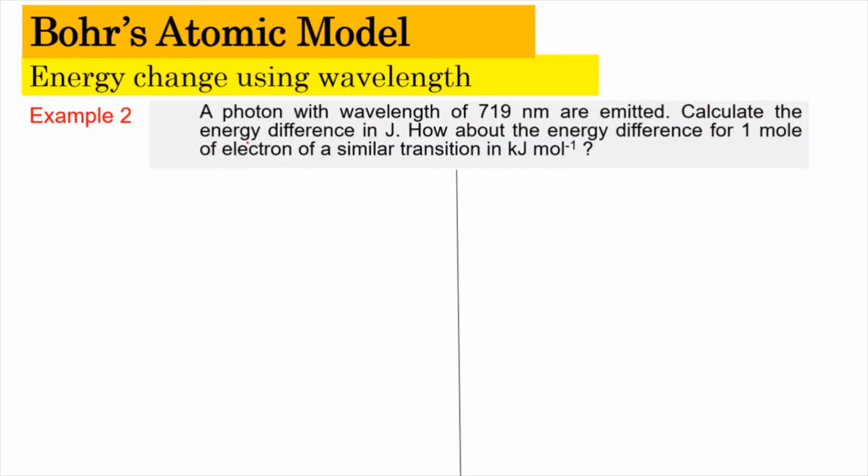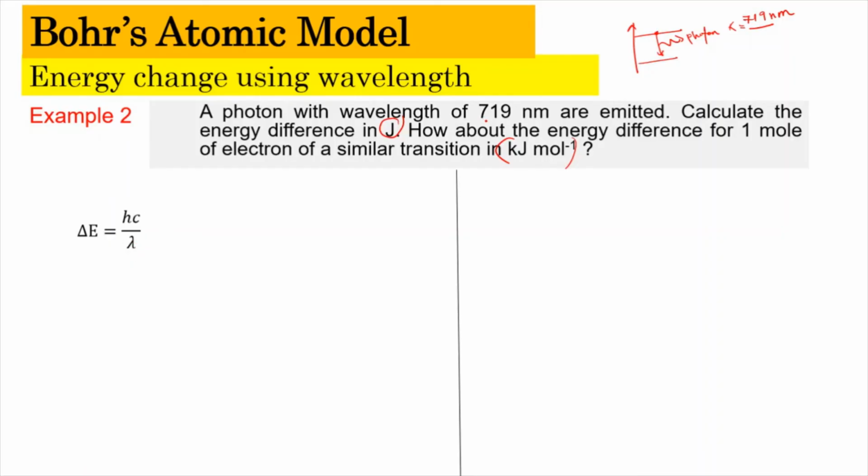For example 2, a photon with a wavelength of 719 nanometers is emitted. You know that in an energy level diagram, a transition from a higher energy level to a lower energy level releases a photon, and this photon produces a wavelength of 719 nanometers. We have to calculate the energy difference in joules. Next, what is the energy difference for 1 mole of electrons of a similar transition in kilojoules per mole? For the energy difference, we're going to use delta E is equal to hc over lambda.